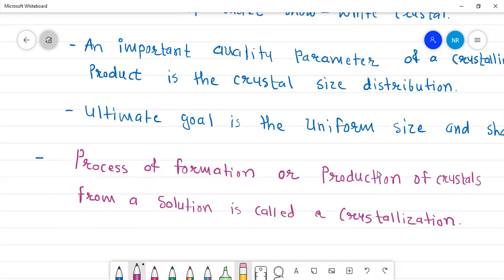So for crystallization, there are many things we have to keep in mind: what solvent we have to select, what temperature we achieve, what driving force we have to create, and what type of pressure we have to make. All these things are very necessary in crystallization to make uniform size and shape. And finally, the definition of crystallization is the formation or production of crystals from a solution. We'll go deeper into crystallization in the next class.